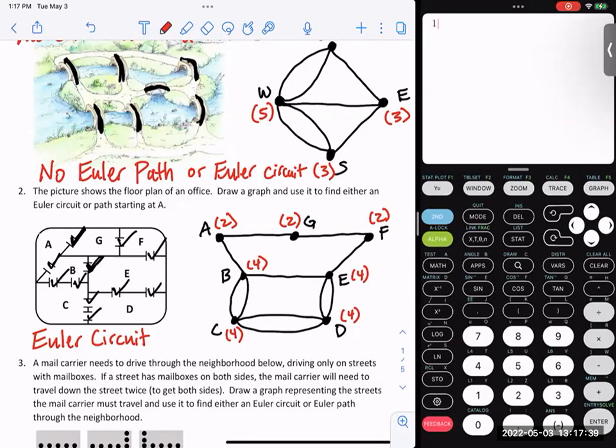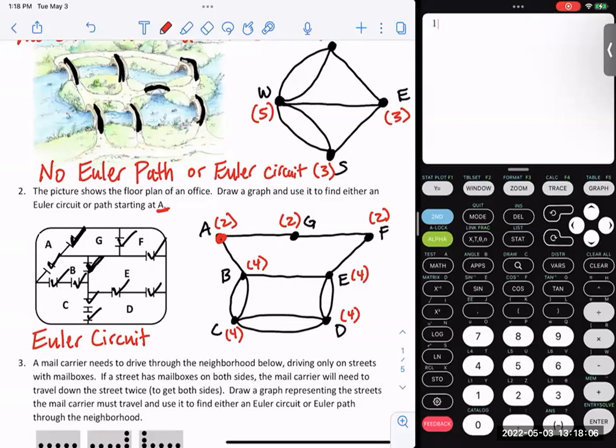All right, so the instructions here said to draw a graph, we did that. Use it to find either an Euler circuit or path starting at vertex A. So we know an Euler circuit is possible because all the vertices are even. So now we just need to find one. And this is where your answer will again differ from mine or from someone else's, because it just depends on what order you travel. It does specify that it wants us to start at A. So we will go ahead and start there.